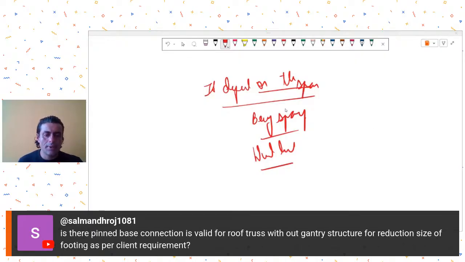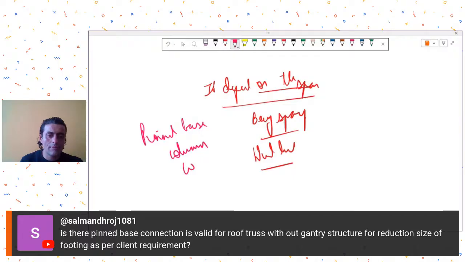Is pin based connection valid for roof truss without gantry structure for reduction of size of footing as per client requirement? Yeah, you could go for pin based connections, but then check and ensure that lateral sways are within limits. So pin based column connection can be provided, but check for lateral sway and ensure that lateral sways are within limit.